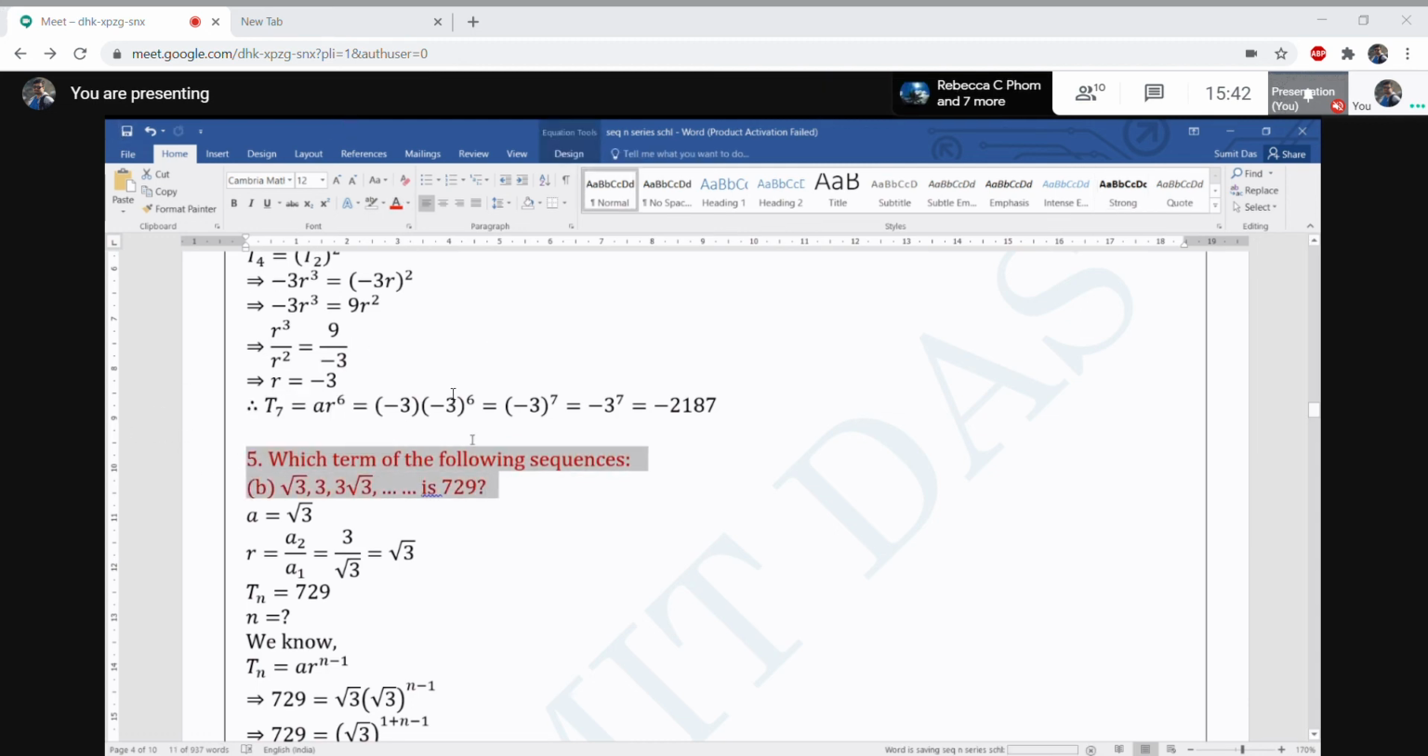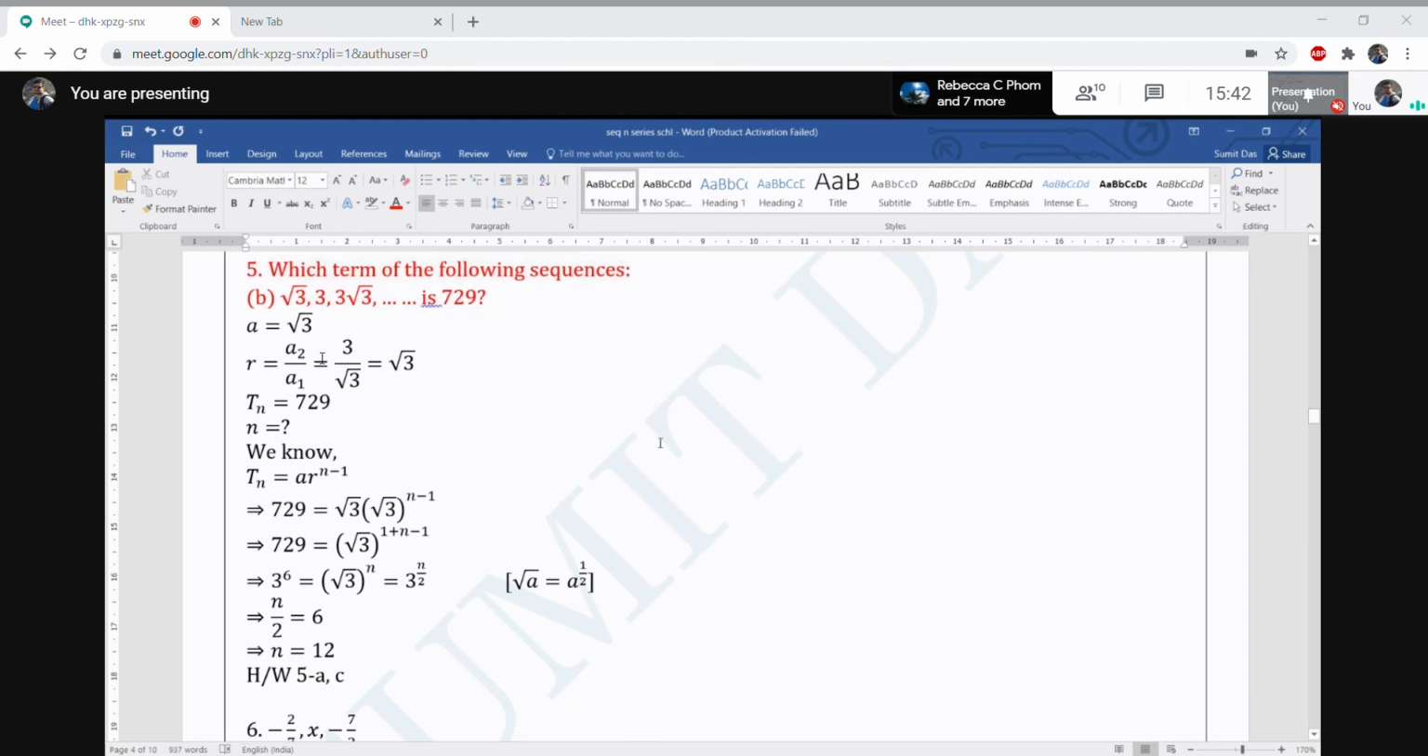Okay, so basically you can see that the terms are given, right? So common ratio also we can find, last term also given. What you have to find? We have to find n, right? Which term of the following sequence is this? That means we have to find the n. So basically question number B I'm doing. Question number B, you can see that first term is root 3, second term is 3 root 3, like this it's going on.